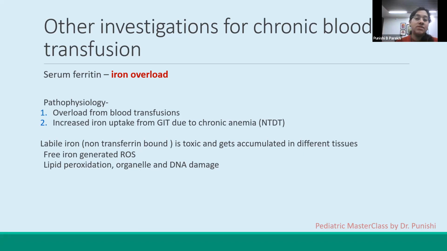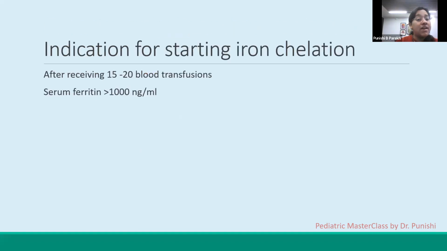So when do you start treating the patient for iron overload? We just saw that treatment is with the help of iron chelators. We will look at what iron chelators are available. But when do you start the patient on iron chelation? Once the serum ferritin is more than 1000 nanogram per ml, which is usually by the time they've received about 10 to 20 blood transfusions. So that is why measuring serum ferritin regularly is very important, because the moment it hits more than 1000, you need to start them on iron chelation.